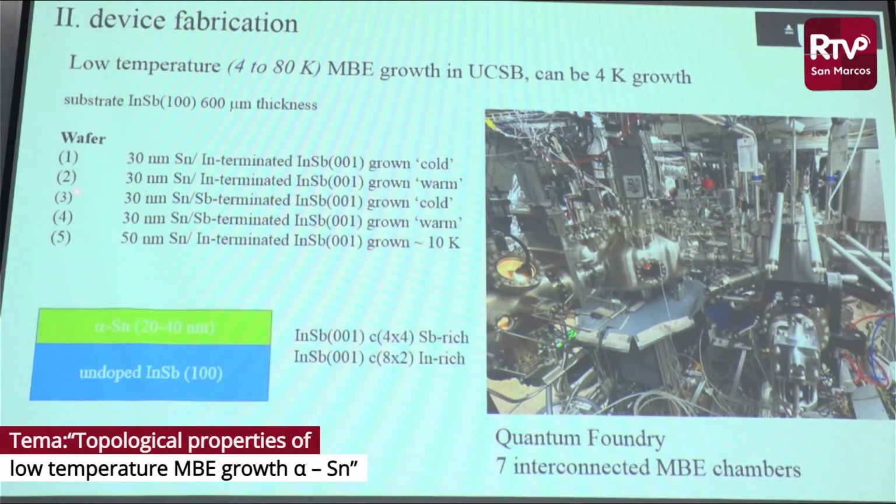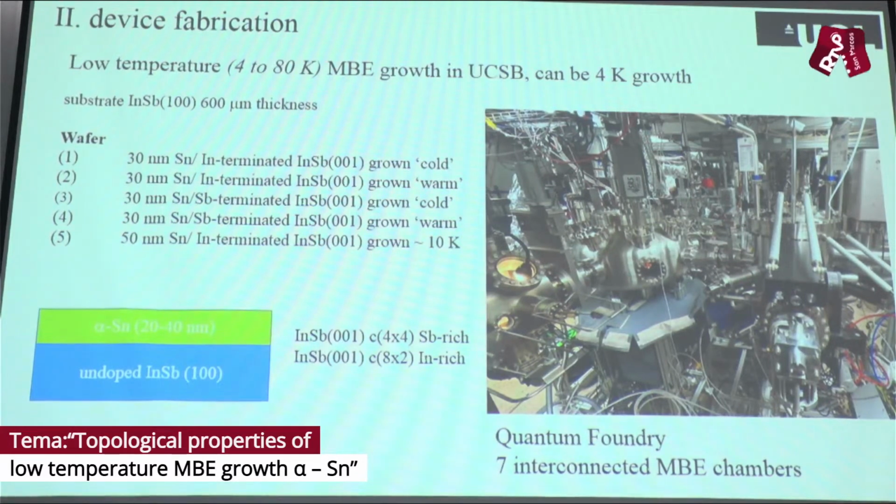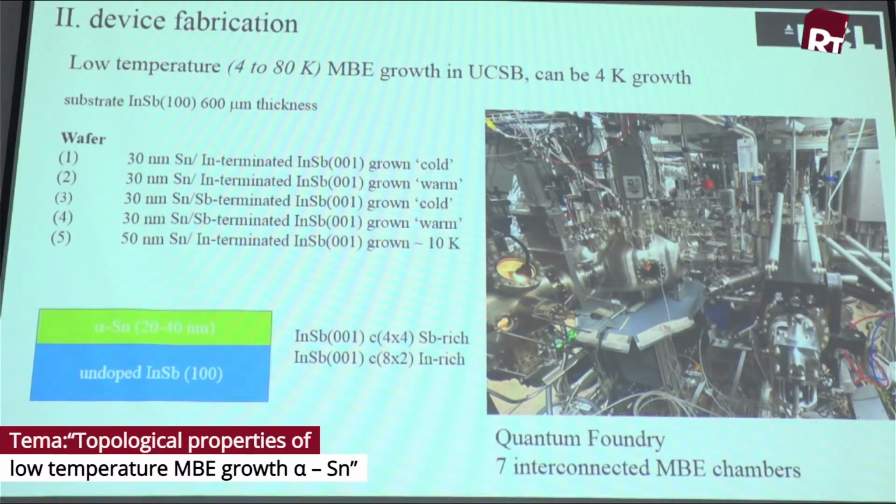We looked at several wafers. This is just a quick summary of the wafers that we've looked at. It's not just a one-off. We don't usually do a one-off. We make several wafers, several devices from several wafers. So they're typically 30 to 50 nanometers thick. We don't need thick layers, especially if you're looking at a topological surface state. It's all on the surface, okay?